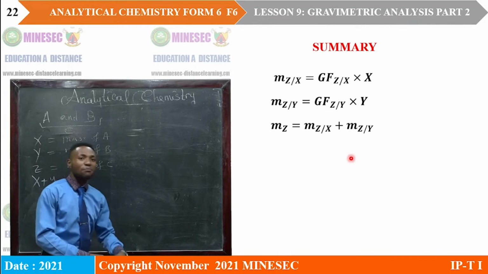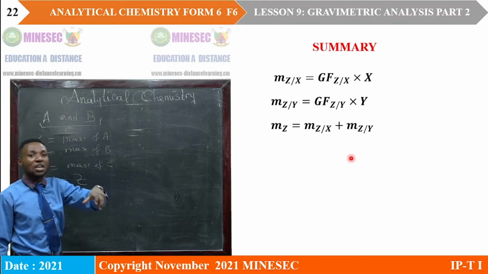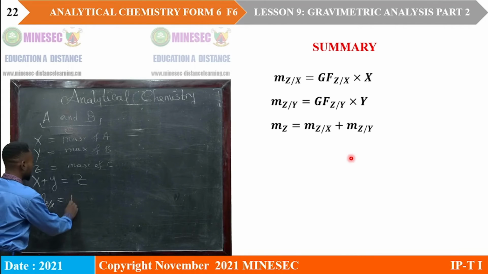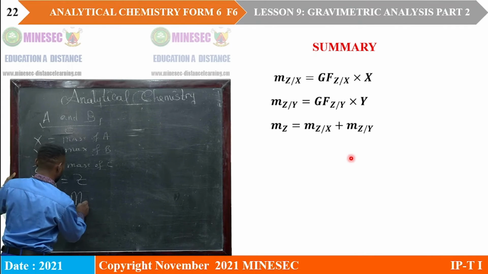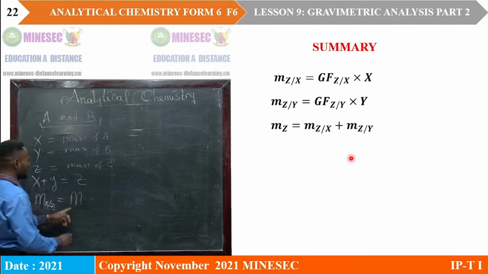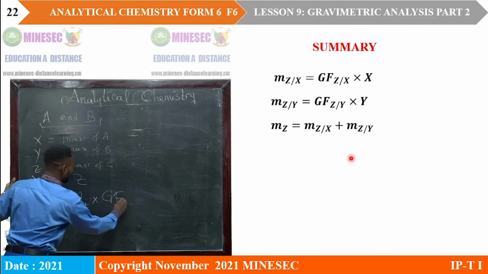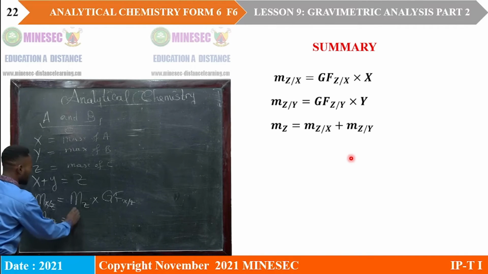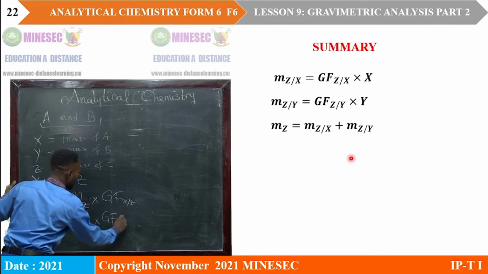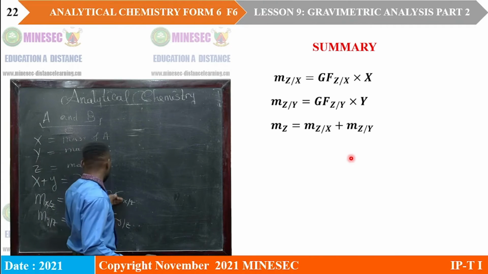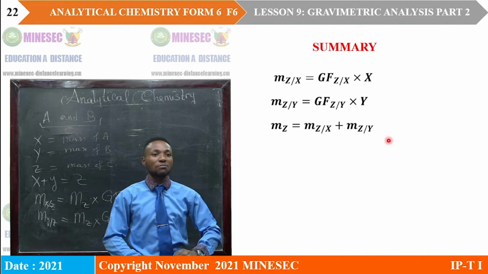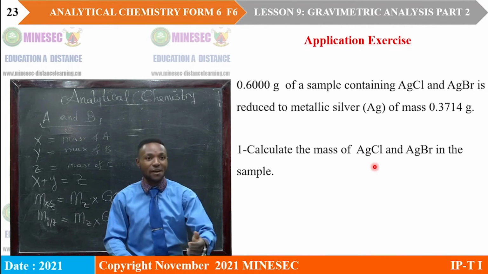When this is done, you determine the mass of each substance in the mixture. The mass of X in the mixture will be equal to the mass of the mixture times the gravimetric factor of X in the mixture. The mass of Y in the mixture will be the mass of the mixture times the gravimetric factor of Y in the mixture. When you have these two, you write one as a function of the other, and at the end you have an equation that will permit you to determine the masses.